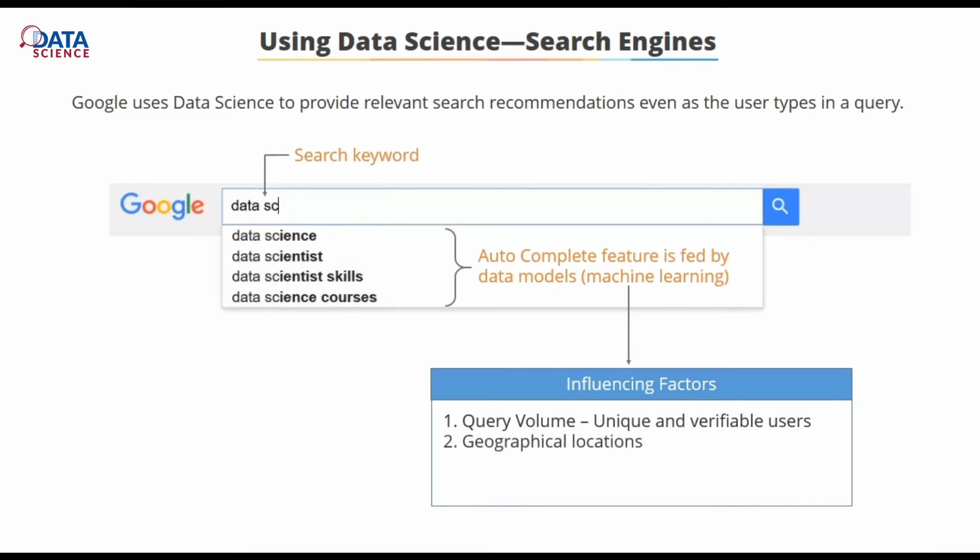Another important factor is the geographical location. The algorithms tag a query with the locations from where it is generated. This makes a query volume location specific. It's a very important feature because this allows Google to provide relevant search recommendations to its user based on his or her location. And then, of course, the algorithms consider the actual keywords and phrases that the user types in.